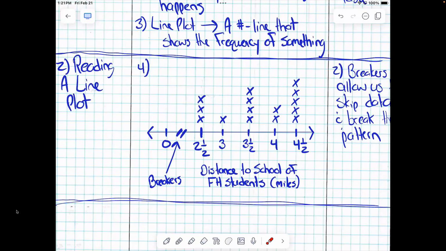Okay, this is how easy line plots are. How many kids, according to this line plot, live 3 miles from Forest Hills? Look how fast that is, right? Line plots allow you to read data fast, yes? What is the mode distance? What is the mode distance that kids live from Forest Hills? 4.5 what? Line plots allow us to see data quickly, yes?